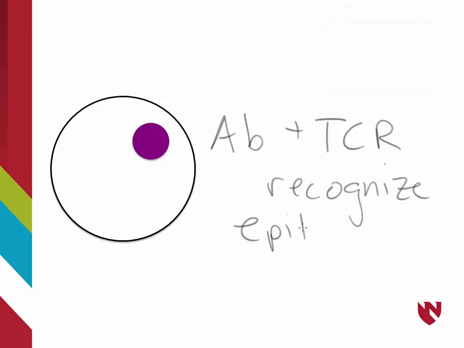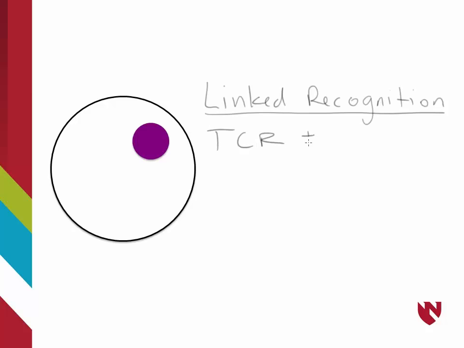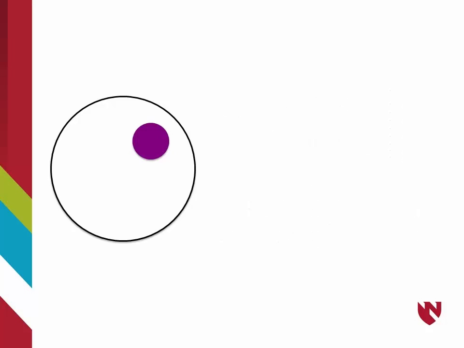Armed with this information, it is easier to understand that linked recognition is the process by which a T-cell receptor and surface immunoglobulin recognize different epitopes on the same antigen, resulting in a strong immune response to the antigen. The concept of linked recognition is important when understanding how vaccines can be developed, which I will further expand on at the end of this presentation. Let's now start with the basics.